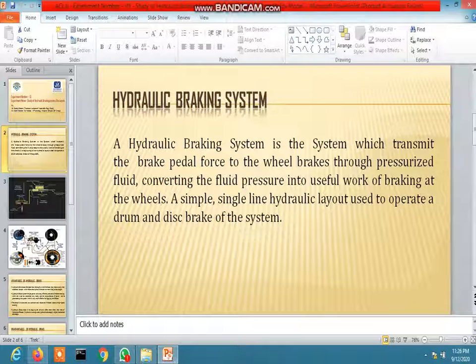In a hydraulic brake system, when the brakes are applied, the pressure increases sufficiently in the system to produce equal and uniform braking action on all four wheels. The hydraulic brake functions on the principle of Pascal's law.